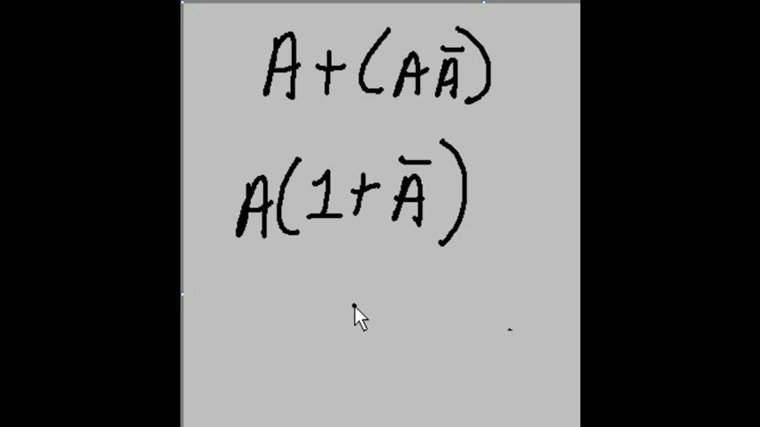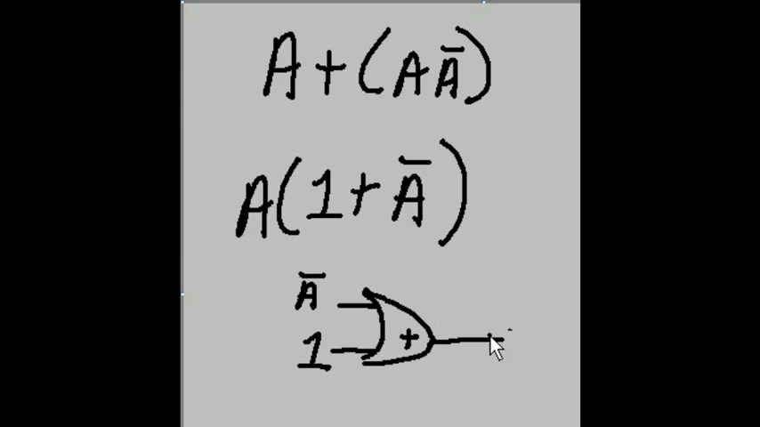Can this be broken down any further? Yes. You have a 1 ORed with A not. If you have a 1 ORed with anything, what is going to be your output? The answer is 1 all the time. If A not is 0, 0 or 1 is always a what? A 1. If A not is 1, 1 or 1 is a 1.